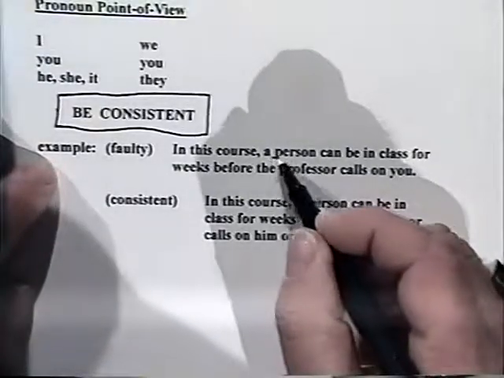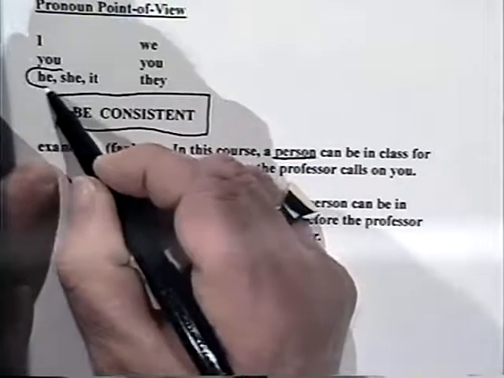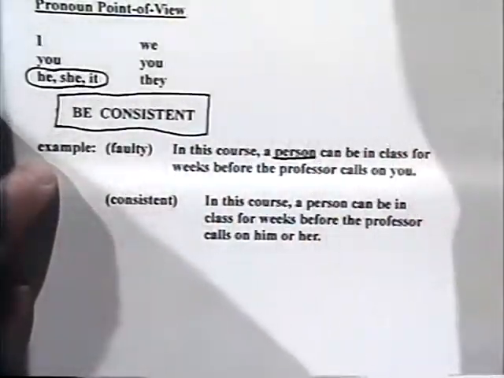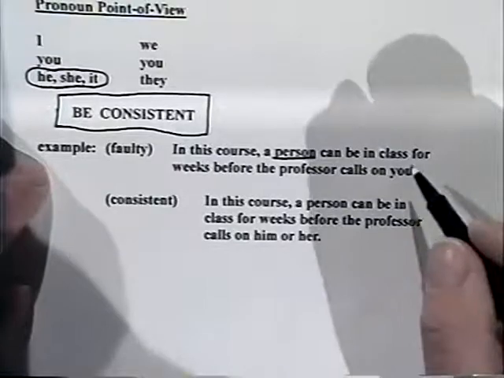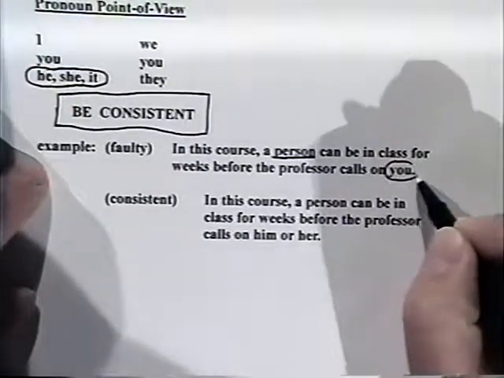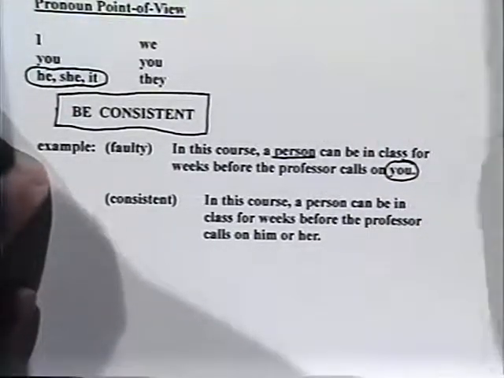Now, the word person is equivalent to third person singular, same as anybody's specific name would be. Now, what do we do at the end? We switch to second person, you. We want to avoid that.